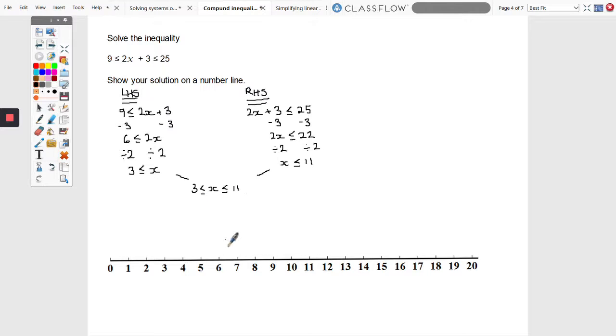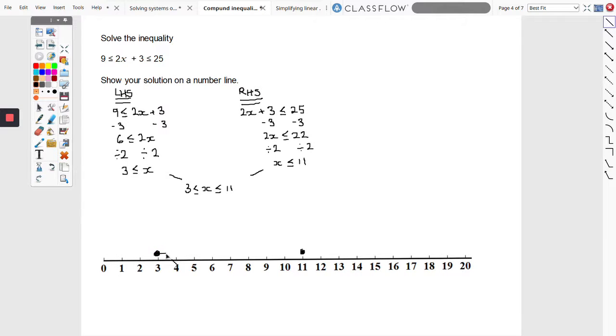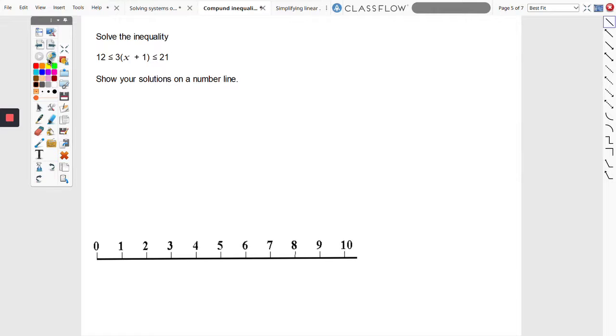So now I've got a compound inequality and I can represent this on my number line. So I'm going to draw a solid circle at 3 because I've got a less than or equal to sign there. And I'm also going to draw a solid circle at 11 because again I've got a less than or equal to sign there. And then I'm just going to draw them both up with a straight line, and that then shows the range of values that satisfies that inequality.